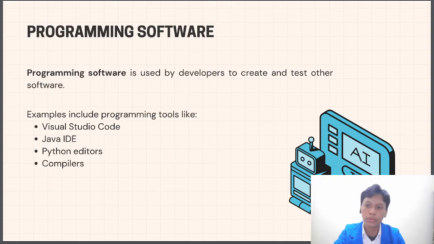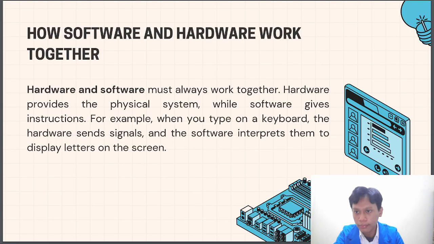Okay, move to programming software. Programming software is used by developers to create and test other software. For example, VS Code, which is Visual Studio Code, Java IDEs, and Python editors and compilers. This type of software is essential for building new applications and expanding technology.